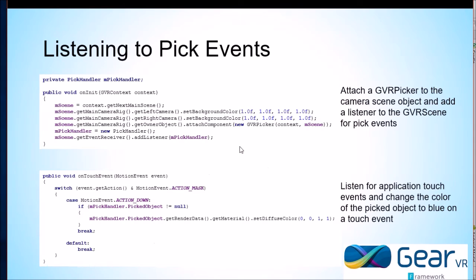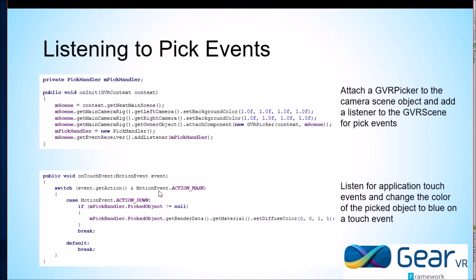And to listen to pick events, you would have to implement the pick handler and put it into an object and then attach it as a listener to the scene's event receiver. So here we get the event receiver that's associated with the scene that listens to all the events and dispatches them to the scene's listeners. And then we say, make our pick handler one of those listeners, so that when you get events from the scene that are of the class IPickEvents, you'll come to this handler.